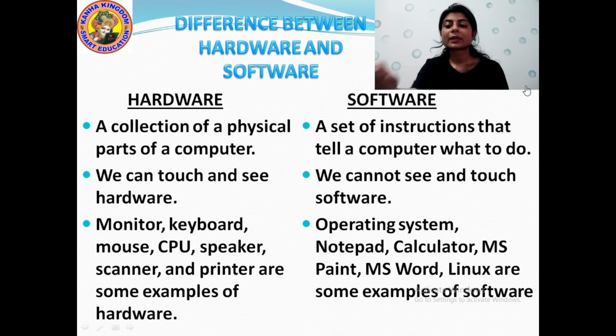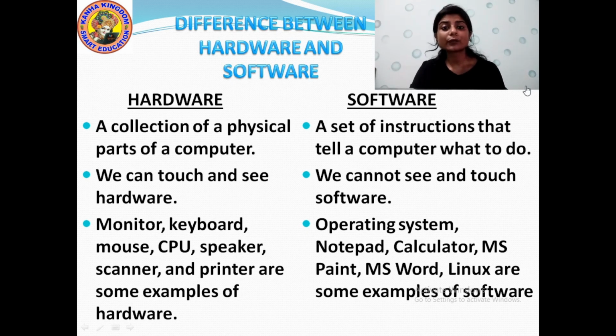Okay, then there is a difference between hardware and software. Hardware is a collection of physical parts of a computer which we can see and touch, which includes monitor, keyboard, mouse, CPU, speaker, scanner and printer. These are some examples of hardware.